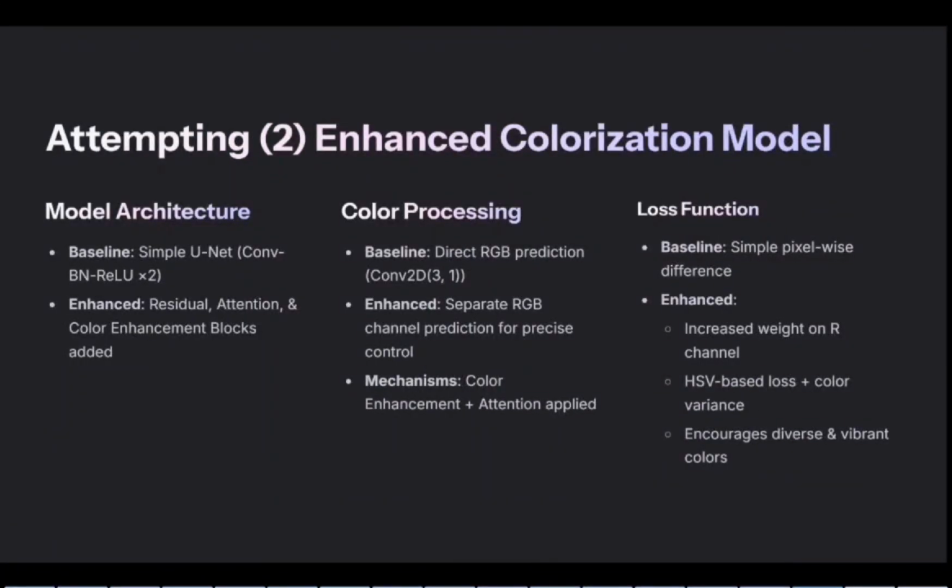In our second approach, we enhanced color processing by adding residual, attention, and color enhancement blocks to the existing model. In the output stage, we predict R, G, and B channels separately and then combine them, enabling precise color adjustment for each individual channel. For the loss function, we applied higher weighting to the red channel and introduced HSV-based loss to encourage color diversity and intensity.